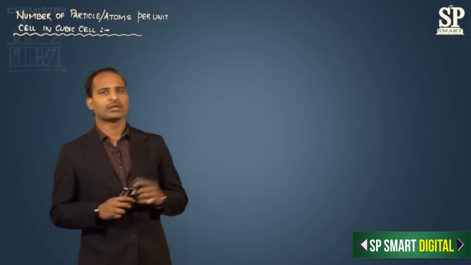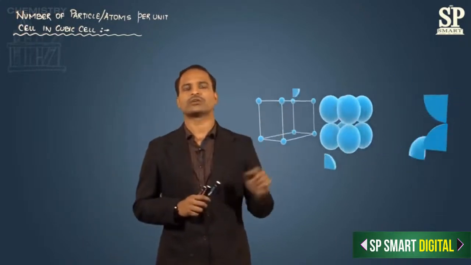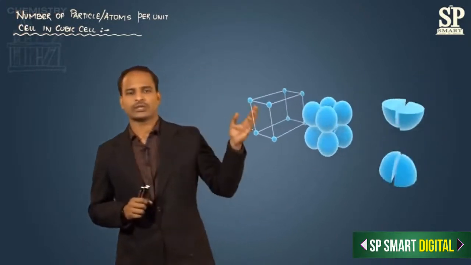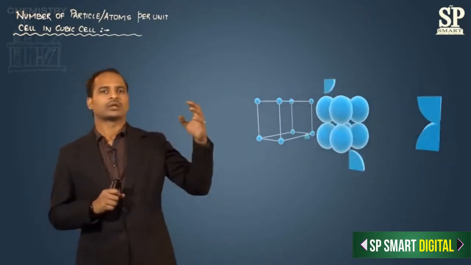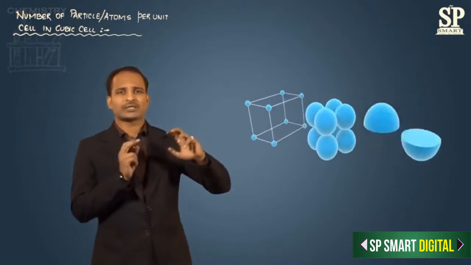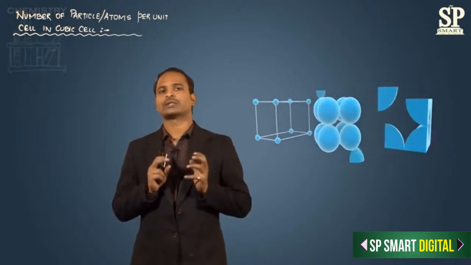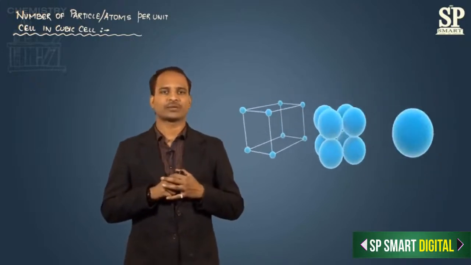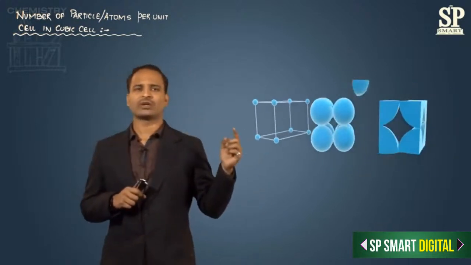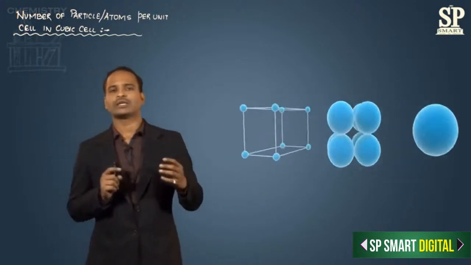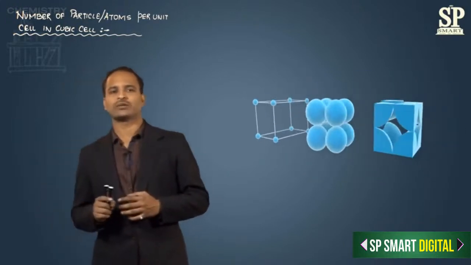So in a simple cubic cell, as in this animation, the particles are present on the 8 corners. For the particle present on every corner, we have to count how many particles there are in total, and each particle is spherical in shape. Now the question arises: is the whole particle present in a unit cell, or only some part of that particle?